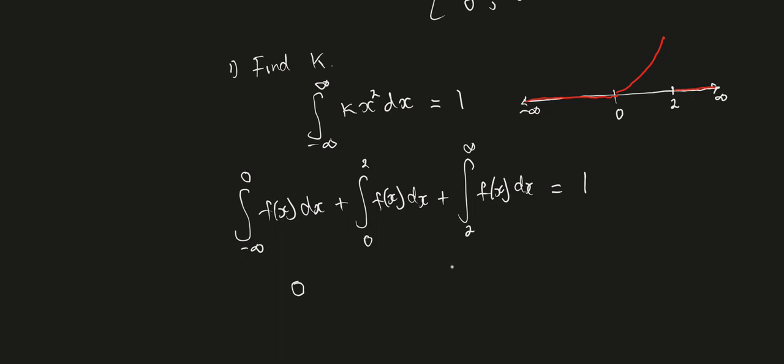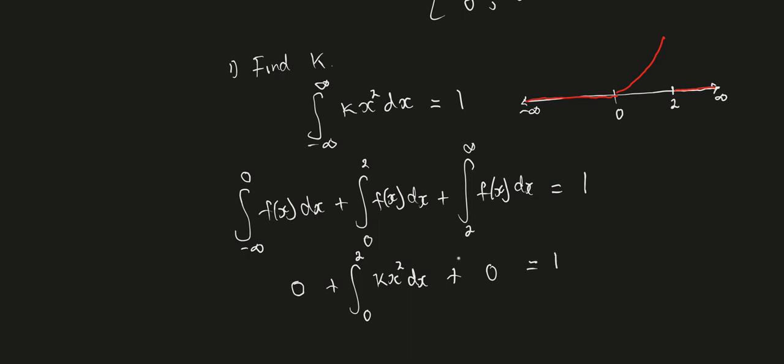So this is 0. So the only interval over which the function has positive area is the interval from 0 to 2. So then I'll plug it in, and then I'll go back and write the actual function, the k times x squared dx. And again, that has to be equal to 1.